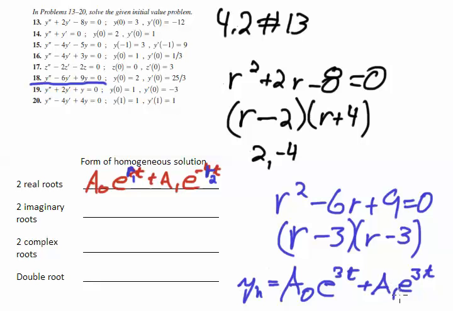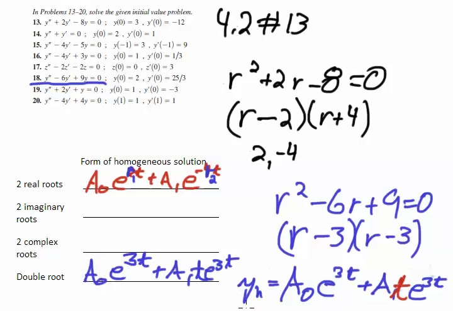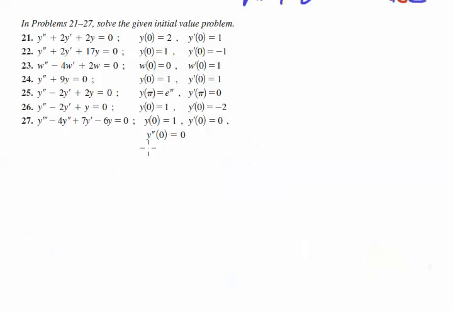But this one needs a t in it. A sub 1 t e to the 3t. So that goes down here with the double root. And also the 3's are just going to be just an r down here, since they're both the same r, you don't need an r1 and an r2.